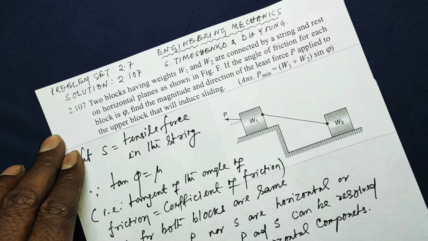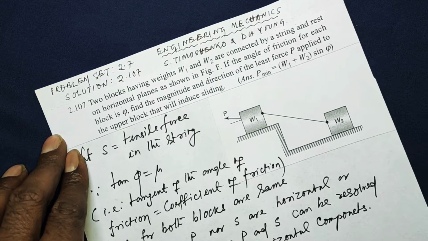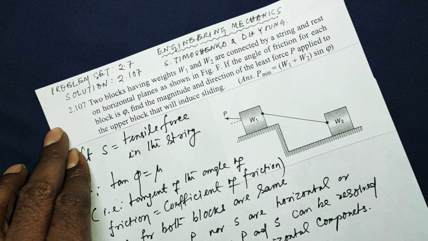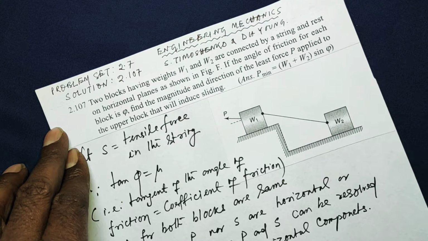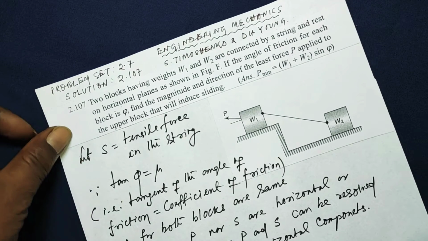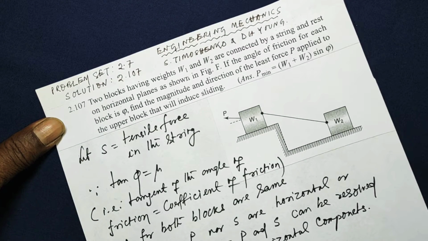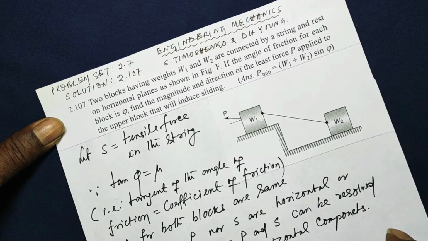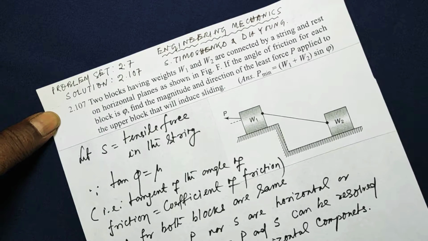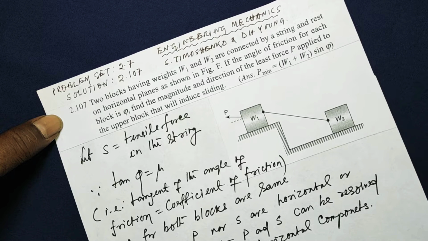If there are 5 different variables and you have 4 equations, it will be difficult to find out the variables. So I'll make a different approach to solve it. So problem set 2.7, solution to 2.117 from engineering mechanics.